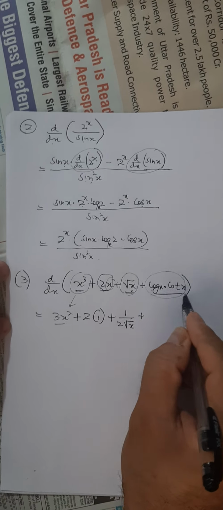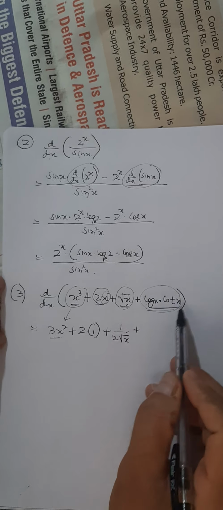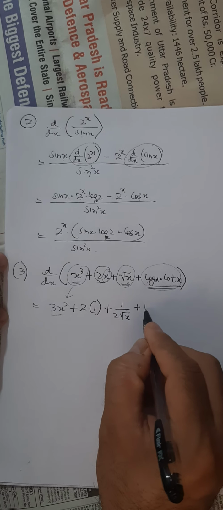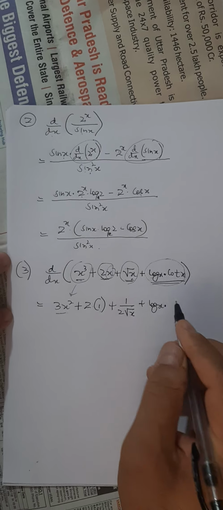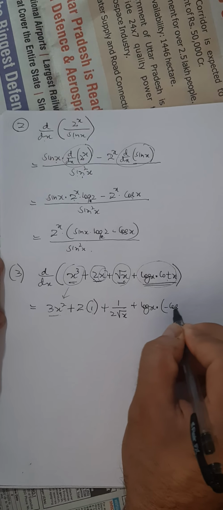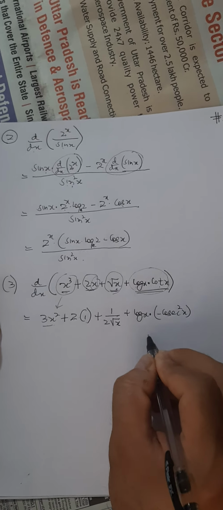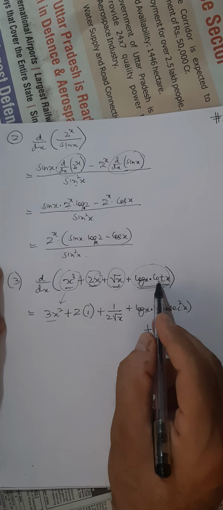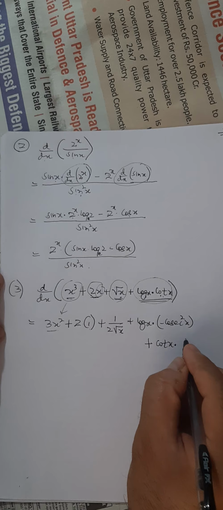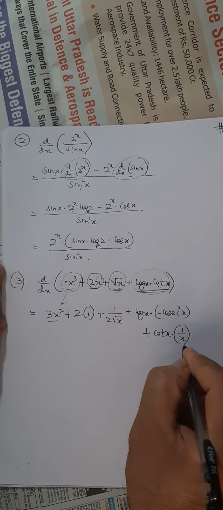Here we use the product rule, because this is a product of 2 functions. Now what is the product rule? One function as it is. So here log x as it is. Derivative of cot. What is the derivative of cot? Minus cosec x square. Plus, now cot x as it is, and what's the derivative of log x, which is 1 upon x.